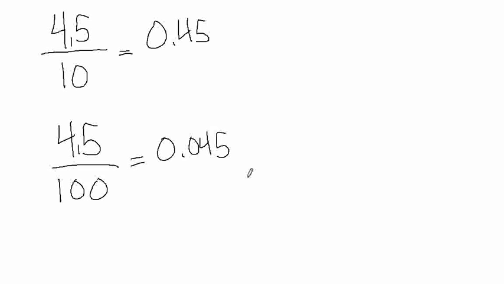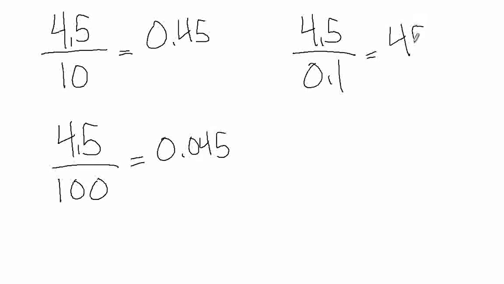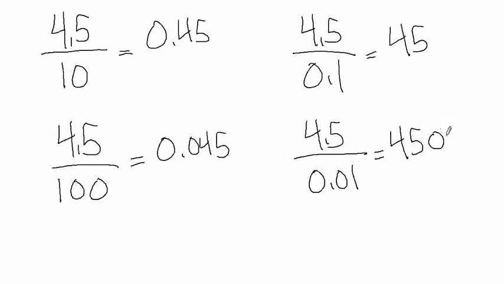Now, if you have a power of 10 less than 1, like 0.1 or 0.01, then you move the decimal point the same number of hops to the right that there are numbers to the right of the decimal point in the power of 10. So for example, to divide 4.5 by 0.1, that's going to involve 1 hop to the right, so you get 45. 4.5 divided by 0.01, that's going to involve 2 hops to the right, so that'll give 450.